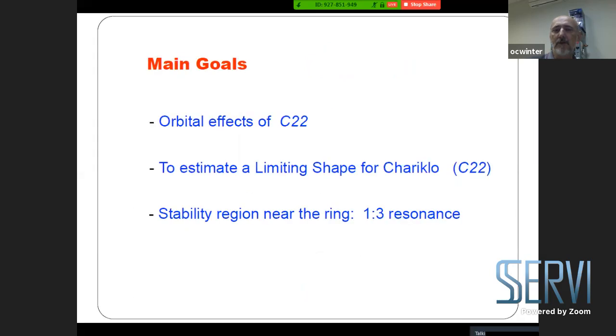So I'm going to talk about three main concerns here. First, what is the orbital effect on a particle when you take into account the ellipticity? The second one is using that effect to estimate, in a simple first estimation, some limiting shape of Chariklo. So what would be the limiting value for this ellipticity for Chariklo? And the third aspect concerns the 1, 2, 3 resonance. Is it important or not with the ring location? How close is it to the ring location? So let's move on to the next.